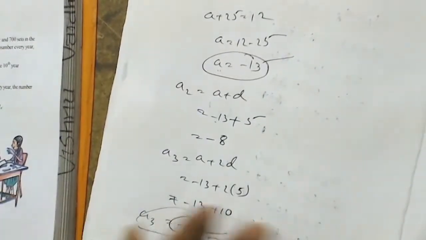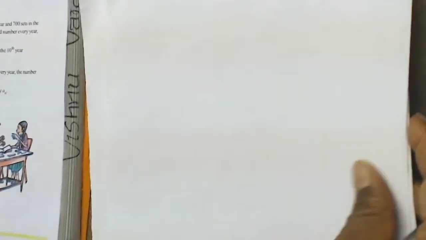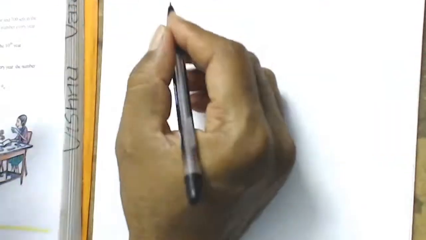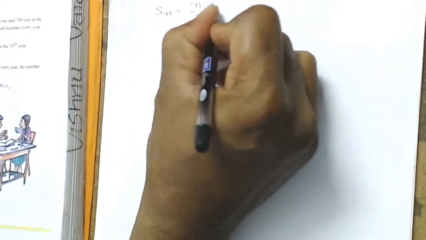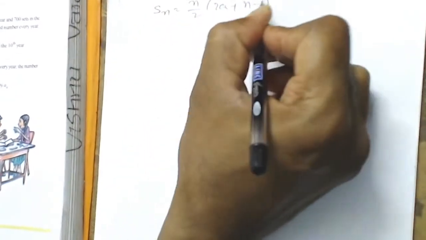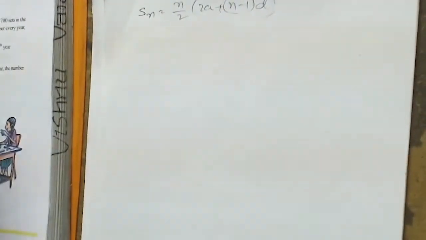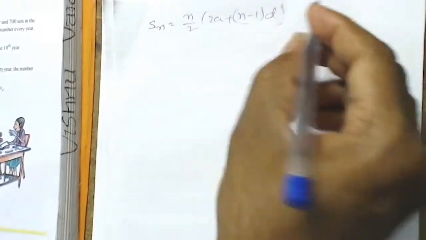Okay. Now I want to derive one equation here. So how to derive the formula for the sum of n terms, we'll see it here. The sum of n terms formula, already I said that Sn is equal to n by 2 into 2a plus n minus 1 into d. It is the formula for the sum of n terms. Okay. Now how we got this formula, I'll explain once. See it.